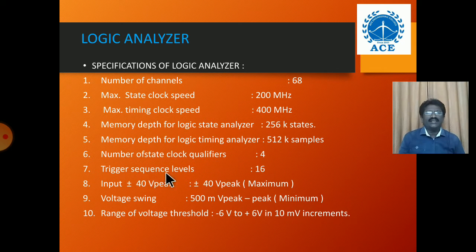Trigger sequence levels are 16. Input is plus or minus 40 V peak maximum. Voltage swing is 50 millivolts peak to peak minimum. Range of voltage threshold is minus 6 volts to plus 6 volts in 10 millivolt increments. So these are the specifications of the logic analyzer.